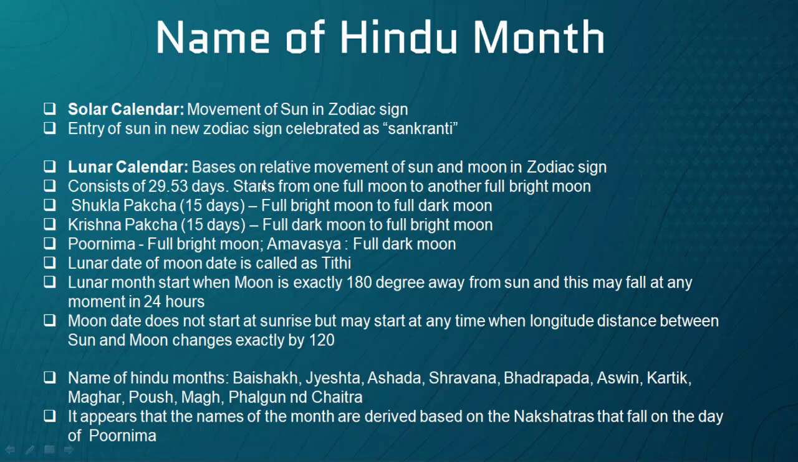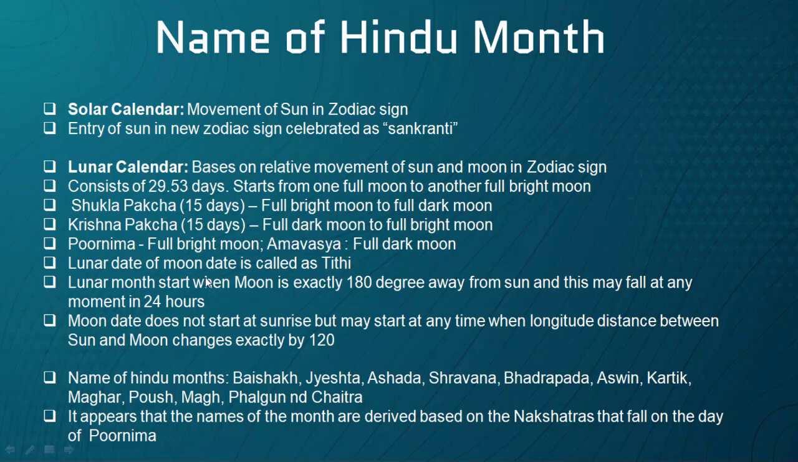And when does it start? It starts with a full moon. From one full bright moon it goes to a full dark moon, and then from the dark moon it goes to a full bright moon. So each cycle is of 15 days. The cycle in which the full bright moon goes to the full dark moon is called Shukla Paksh. The next cycle, from the full dark moon to the full bright moon, is called Krishna Paksh. The day when the moon is full bright is called Purnima, and when it is full dark, it is called Amavasya.